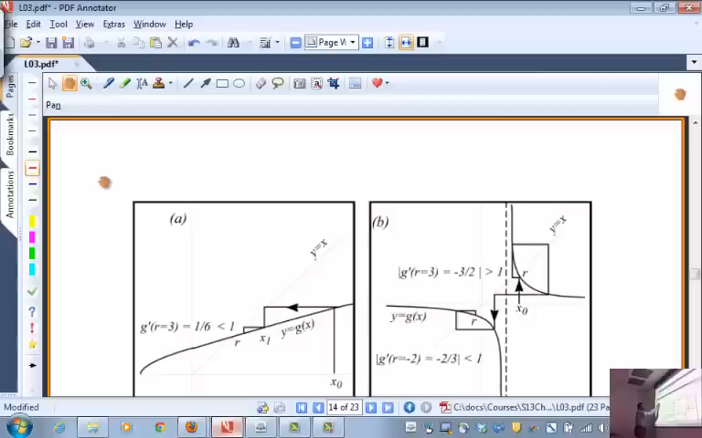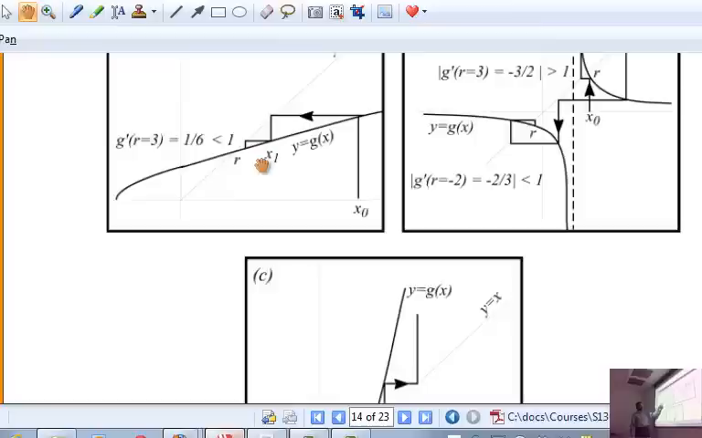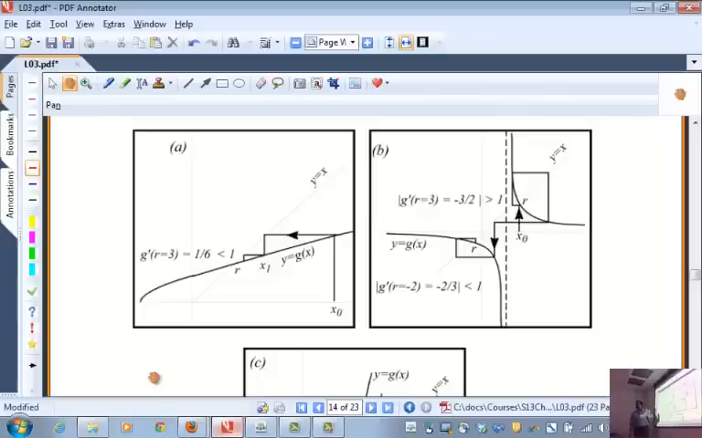This is the first case, and the slope is less than 1. If you start from anywhere here, it will converge to that. If you start from the right also, it will converge to that. Now, the second case, the g of x turns out to be something like this, and y equal to x is that line. Even if you start with a point very close to the root, where y equal to x and g of x intersect, you'll find that the slope is greater than 1. So it just goes around it, switches to the other side, and here the slope is less than 1, so it is attracted to that.